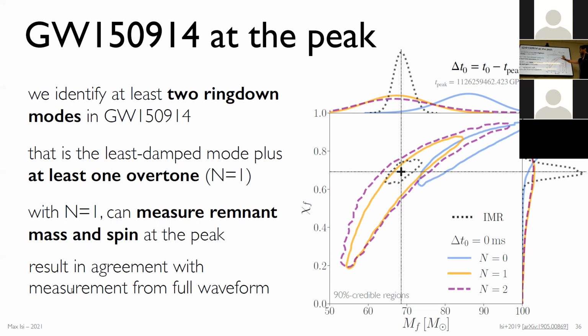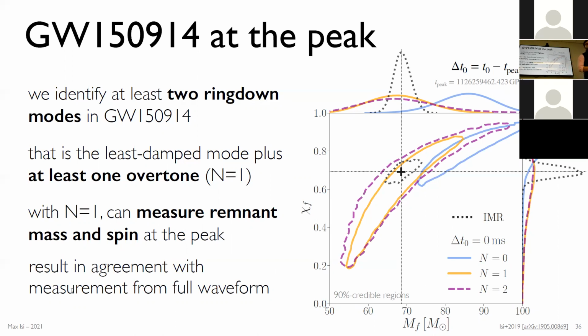The blue contour, on the other hand, is just fitting a damped sinusoid, parameterizing its frequency and damping rate in terms of the Kerr remnant mass and spin, and seeing what measurement you get from the ringdown alone. If you use a model that just has a fundamental mode and you start from the peak, you get something that is in tension with the full measurement, because obviously we don't expect the single mode to be a good model at the peak so early on. If you add one overtone, that goes away. The measurements are consistent, as expected if everything's working correctly, and that's the yellow contour.